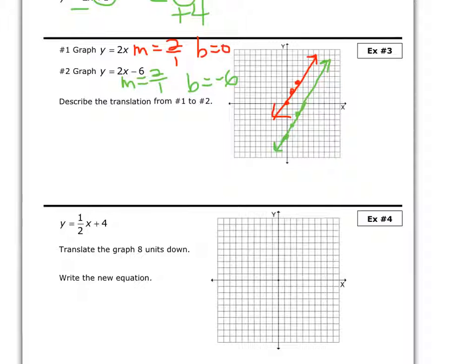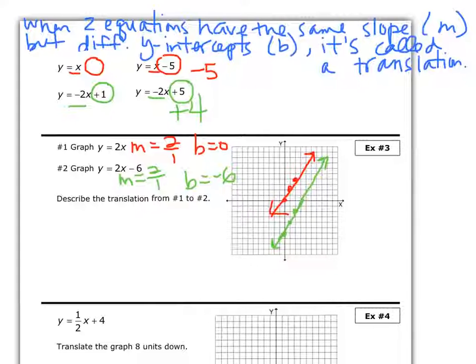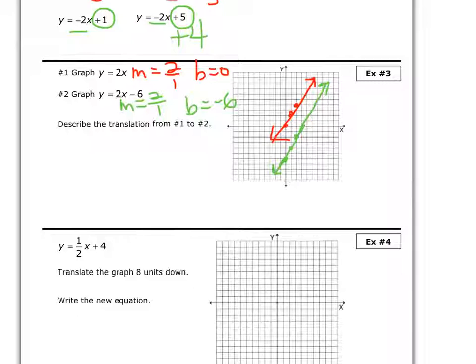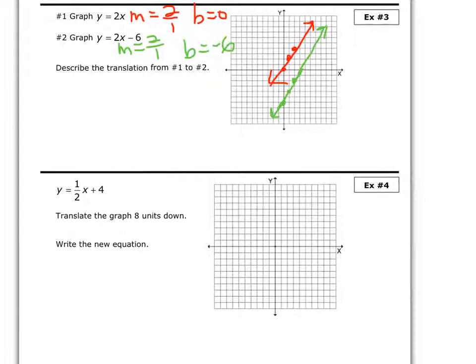So my red line is my first line. Since my slopes are parallel, I'm going to go back here to the top. When two equations have the same slope, which these do, but different y-intercepts, it's called a translation. So I am describing the translation, and I started here and I moved down. And so when I describe it, I talk about how many units it moved down. So I can count. It moved down 1, 2, 3, 4, 5, 6. So I'm going to say moves down. I want to give a direction.